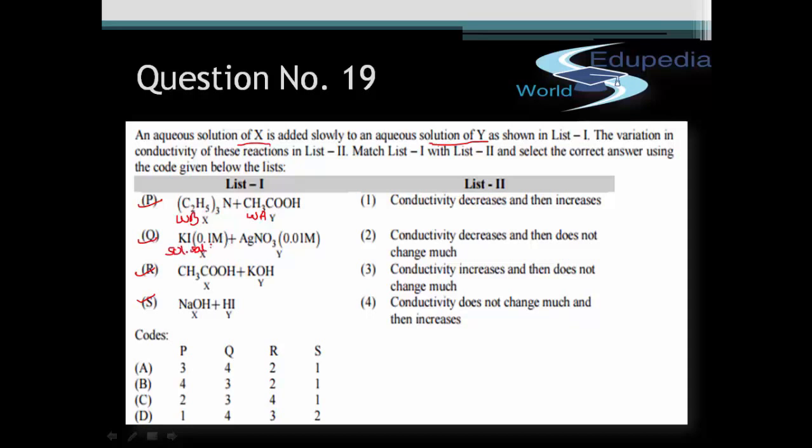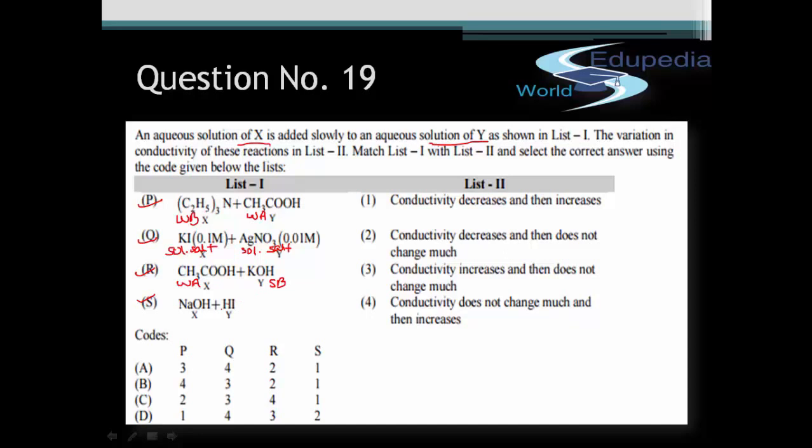and to it we are adding AgNO3, which again is a soluble salt. What will happen in this reaction is that as we add KI solution to AgNO3, the precipitate of AgI will be formed. We will look at this reaction again when we will discuss option Q. Option R is about CH3COOH, which is a weak acid, and KOH, which is a strong base.